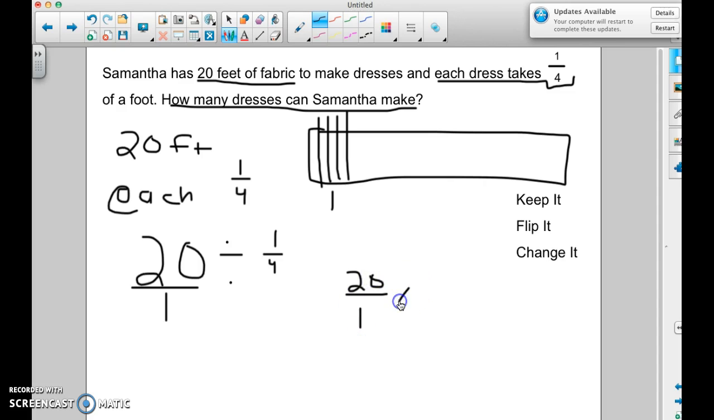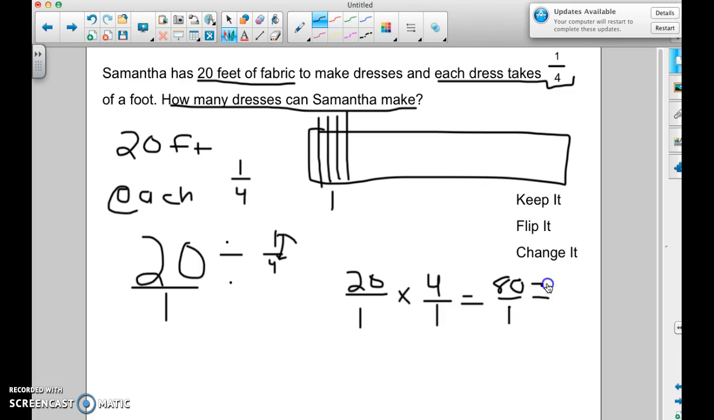I change my process here. And then I give the reciprocal of this fraction. I flip it, which is 4 over 1. And Jasmine, 20 times 4 is 80 over 1. And that is going to be equal to 80.